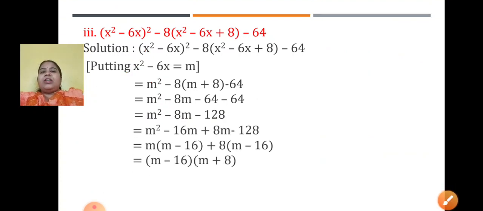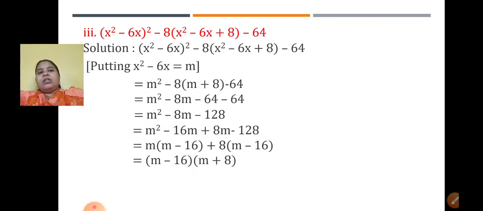See, minus 16m plus 8m. I have explained how we are getting these factors. Then as we are doing, we have to take common. m is common, m minus 16. Plus 8 is common from here, m minus 16. See, this bracket is same, m minus 16, and what is left outside? m plus 8.